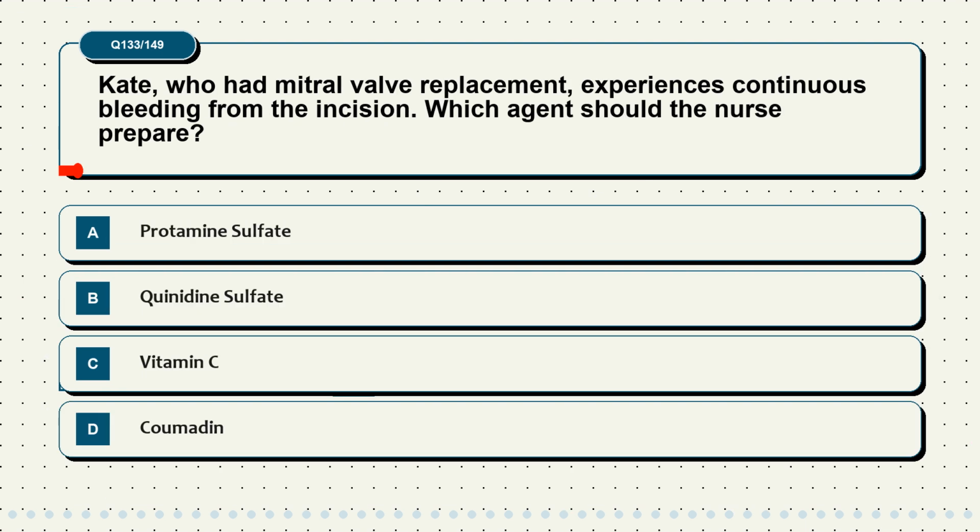Question 133. Kate, who had mitral valve replacement, experiences continuous bleeding from the incision. Which agent should the nurse prepare? Here are the options. Option A. Protamine sulfate. Option B. Quinidine sulfate. Option C. Vitamin C. Option D. Coumadin.